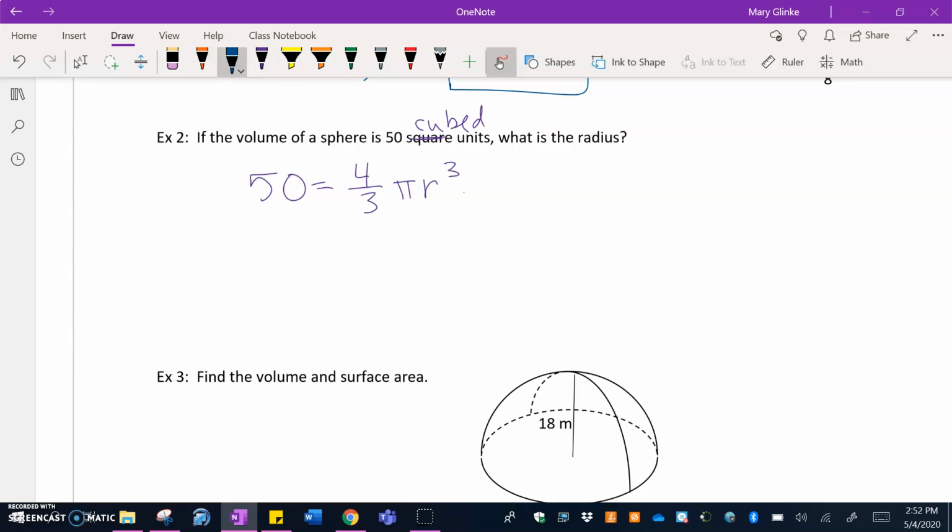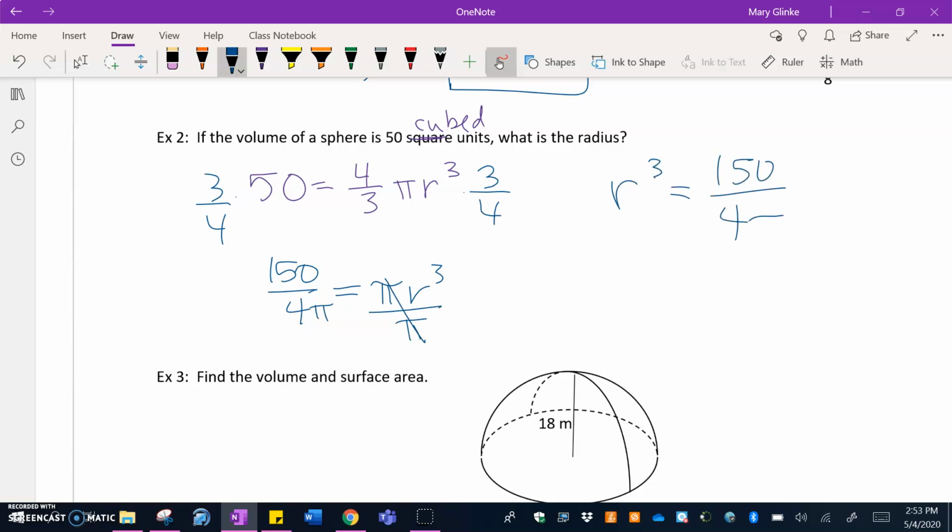So let's go ahead and get rid of that 4/3 by multiplying by the reciprocal. You get 150 divided by 4 equals pi r cubed. So we're going to go ahead and divide by pi. So we get r cubed equals 150 over 4 pi. And so we're going to solve for the radius by getting rid of the cube. Now, if this were a square, you'd say, hey, I'm going to square root both sides. The cube is the same thing. We're going to cube root both sides.